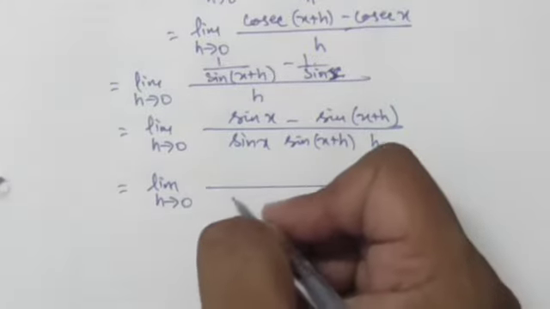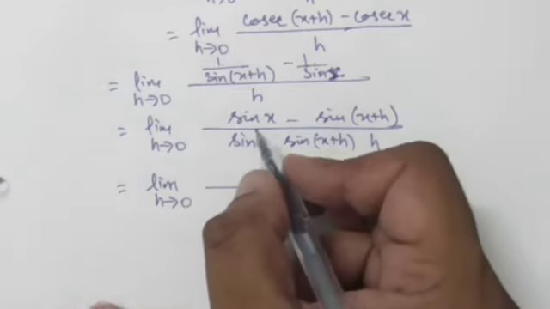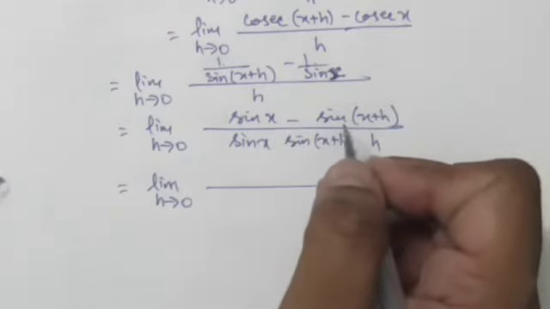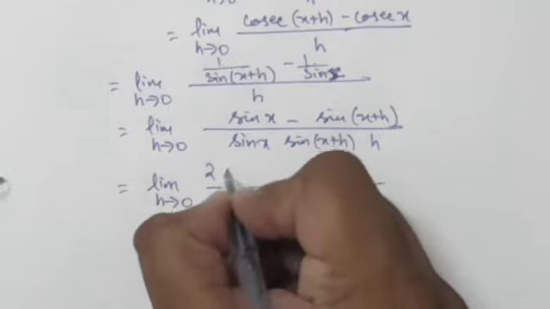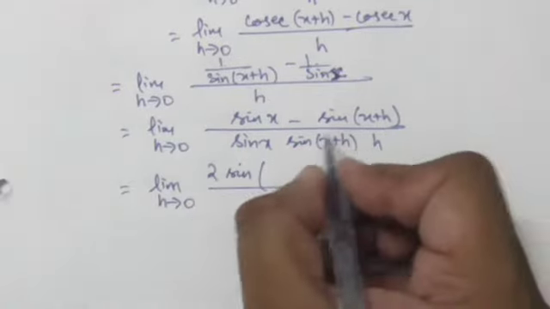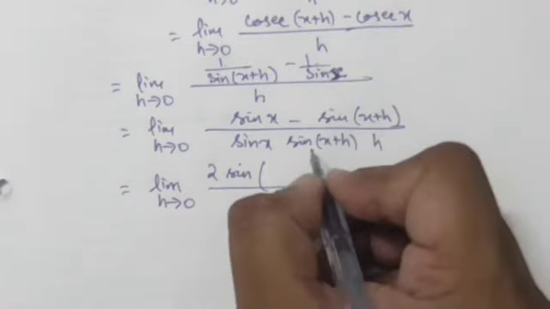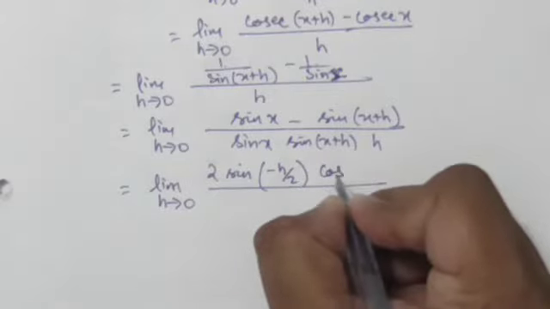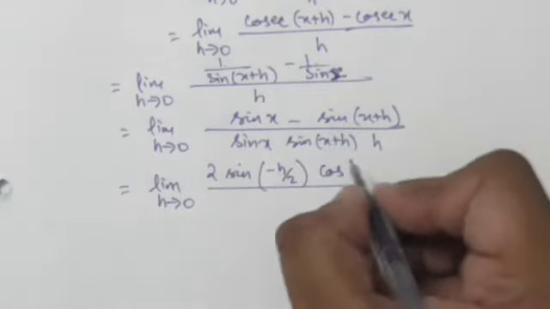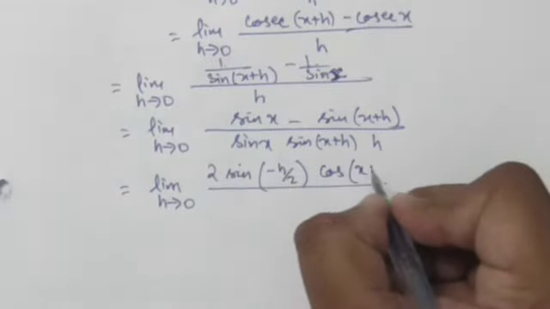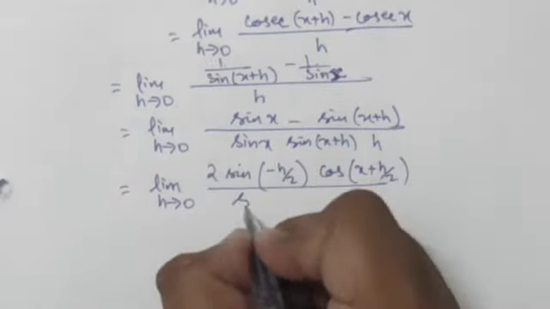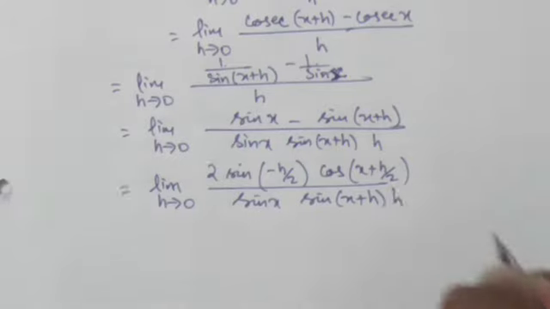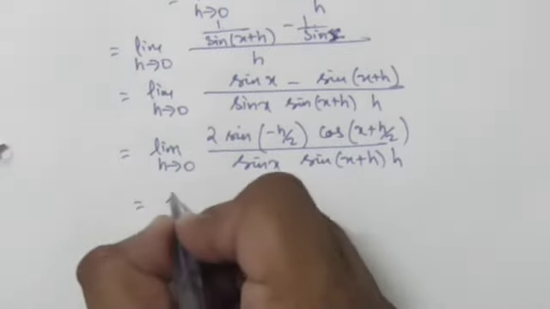So what is the formula of this? Its formula is twice of sin((A - B)/2) into cos((A + B)/2). So it will be twice of sin((x - x - h)/2), that will be -h/2, into cos((x + x + h)/2), that is (2x + h)/2, upon sin x sin(x + h) into h.